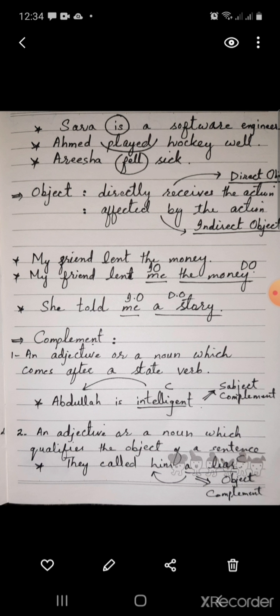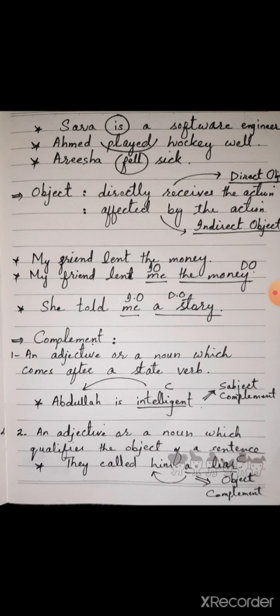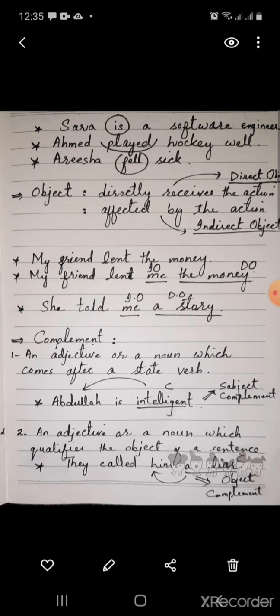And in the third sentence, Arisha fell sick. Something is happening to Arisha, that she got sick. So Arisha got sick, or Arisha fell sick. So "fell" is a verb and it is denoting some happening to Arisha. Likewise, in the sentence Arisha got sick, "got" would be a verb denoting some happening. So what is a verb? A verb is actually either a state, a happening, or some action.